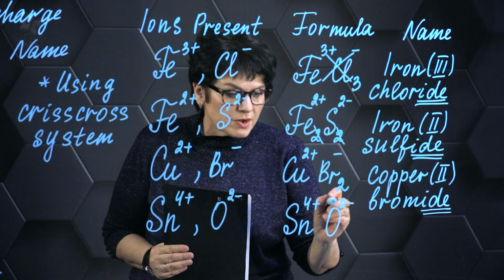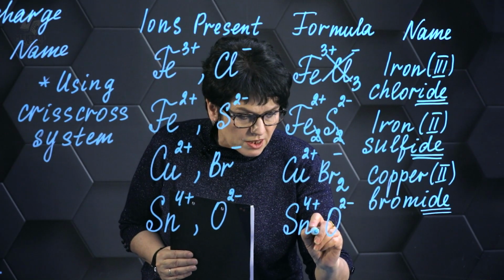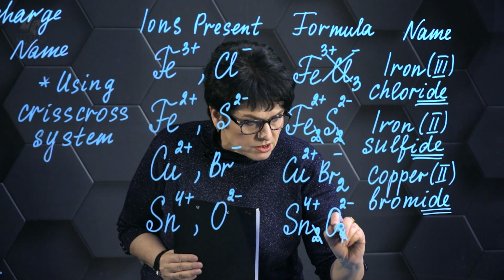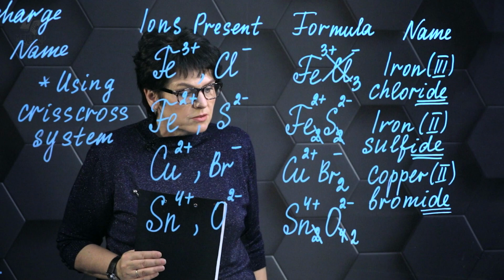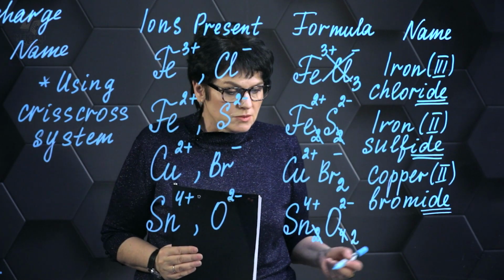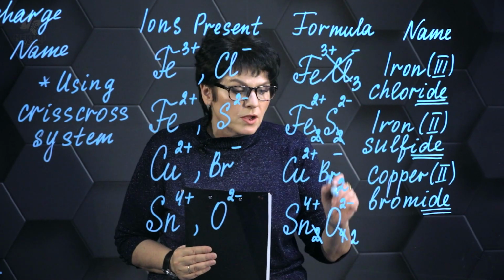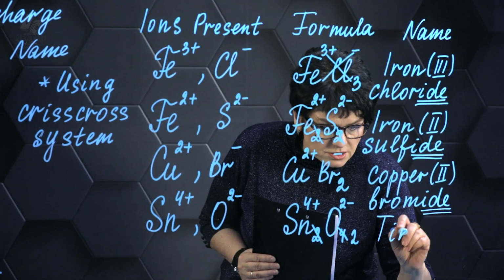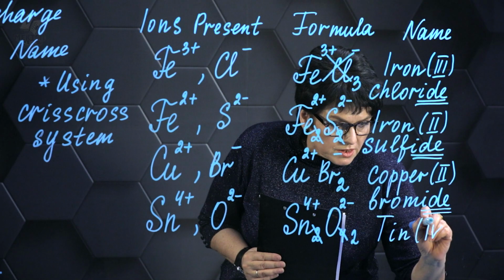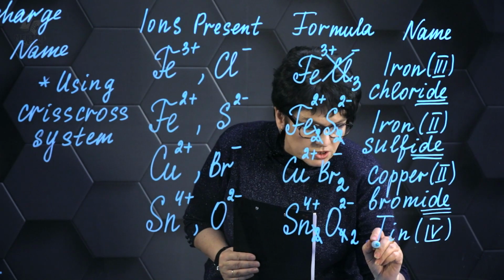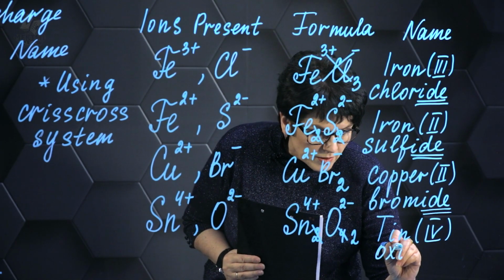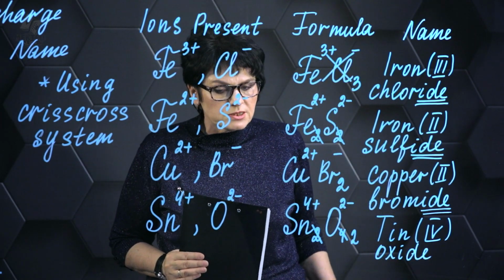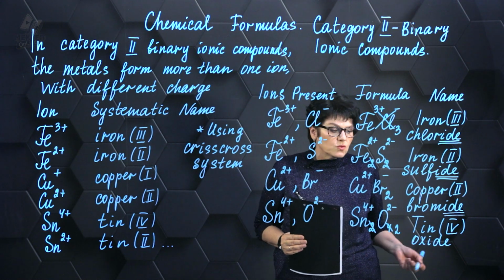Formally, you could apply the cross rule and write it like this: Sn2O4. But since the indices are divisible, here it will be SnO2. Alternatively, you could use a common multiple and come up with a formula like this. In that case, we get this compound, which is called tin(IV) oxide. No doubt it will be different then from tin(II) oxide.